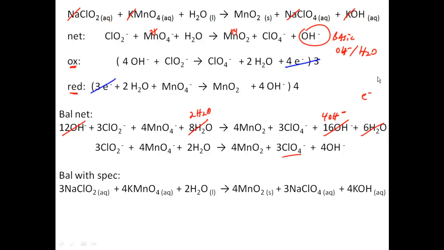You can see I got 3 sodiums and 3 sodiums on both sides. Got 3 chlorines and 3 chlorines. Okay, we got 4 potassiums and 4 potassiums. I got 6 oxygens and 16, that's 22, and 2, that's 24 oxygens. I have 8 oxygens and 3 and 4, that's 12, that's 20, and 4 more, that's 24 oxygens.